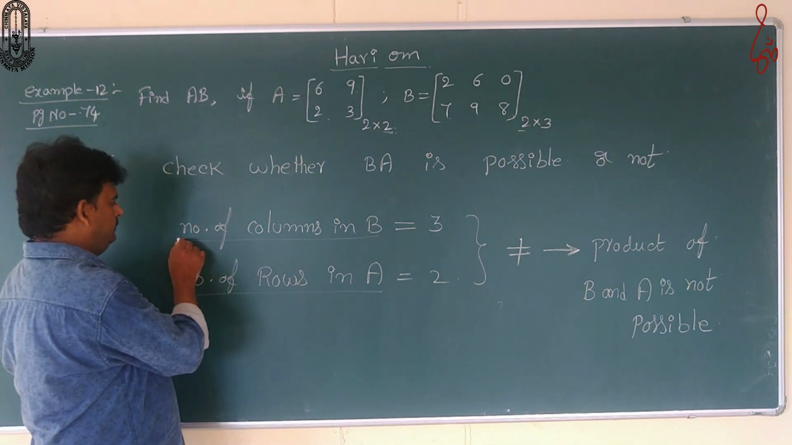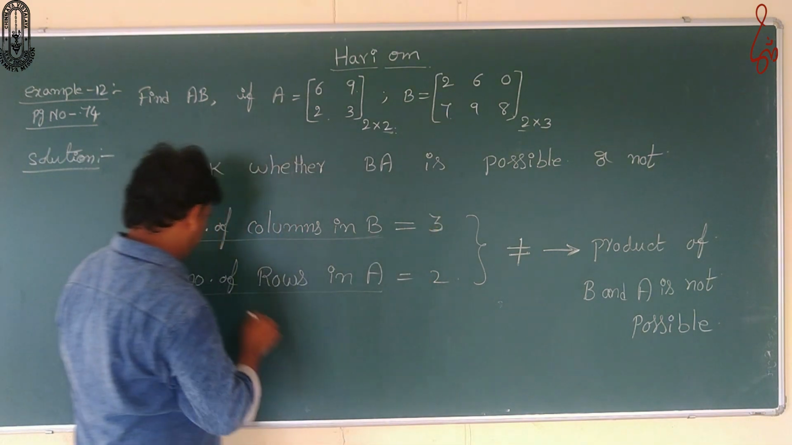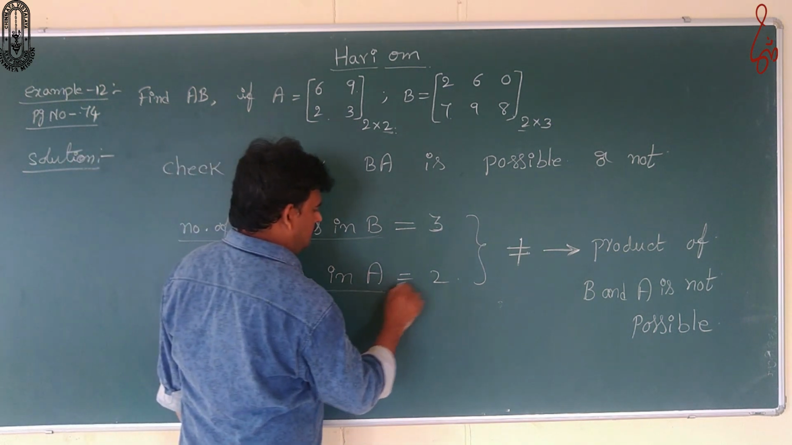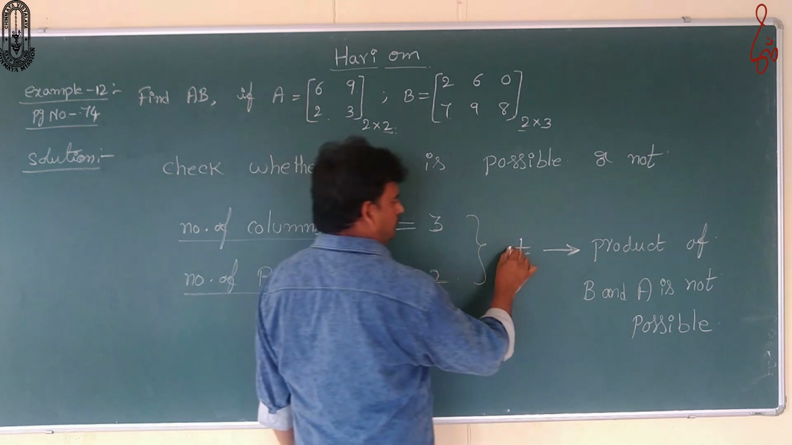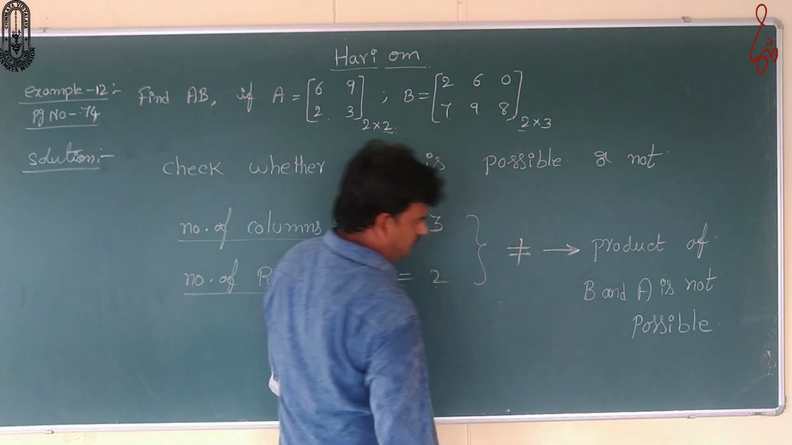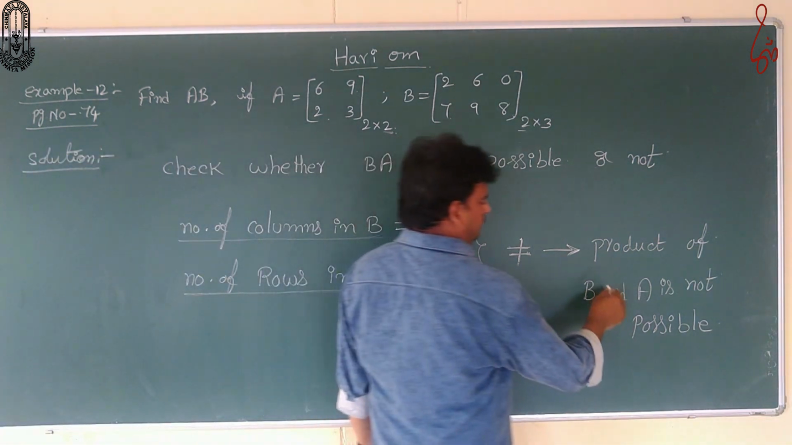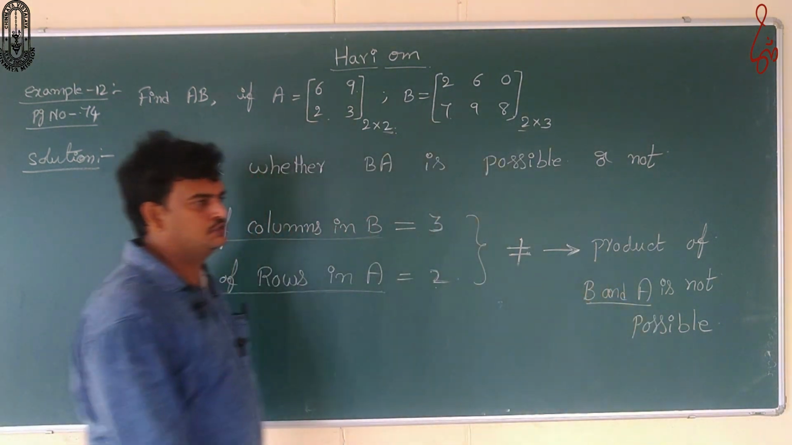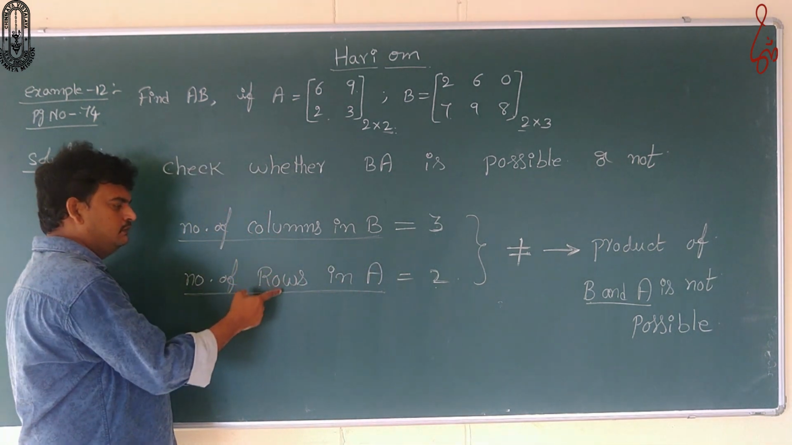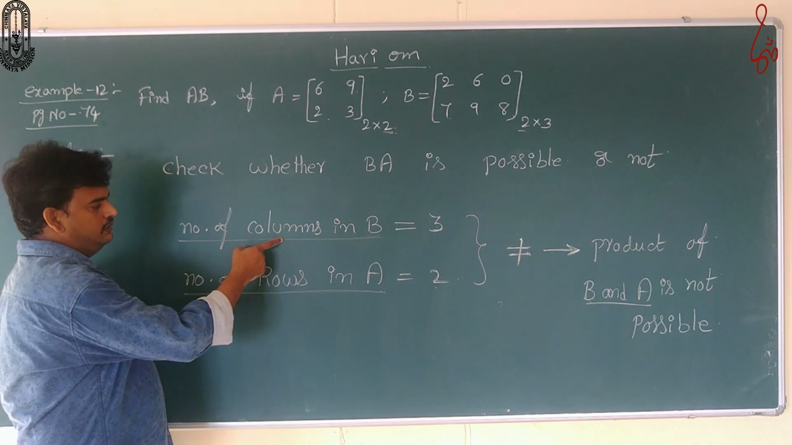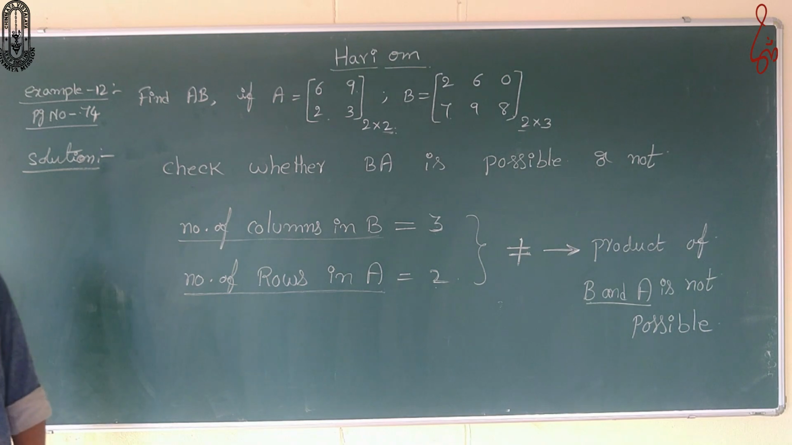When we observe here, the number of columns in B is 3, the number of rows in A is 2. Here the number of columns and number of rows are not equal. When they are not equal, as we know, the product of B and A is not possible. The product is possible only when the number of columns and number of rows are equal. Here they are not equal, so the product of B and A is not at all possible.